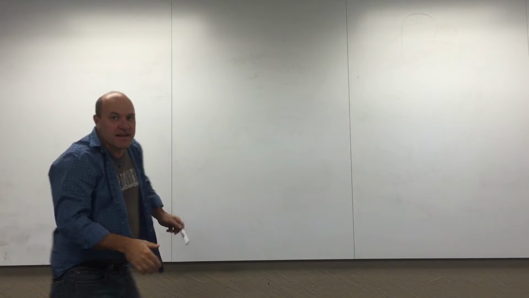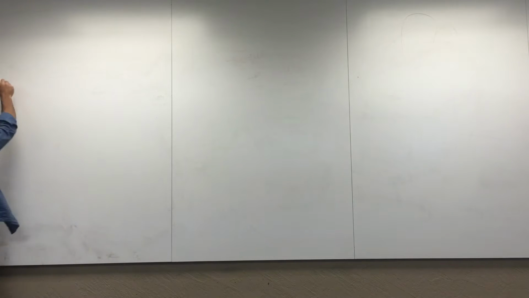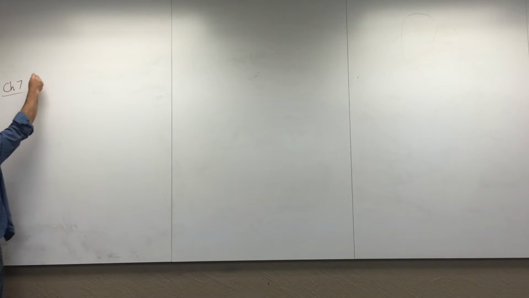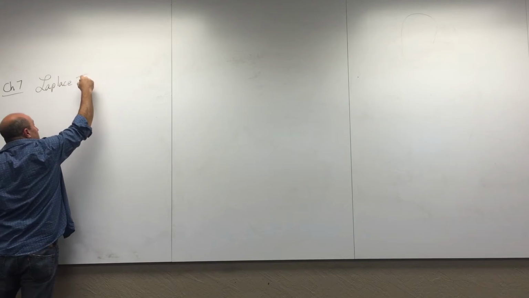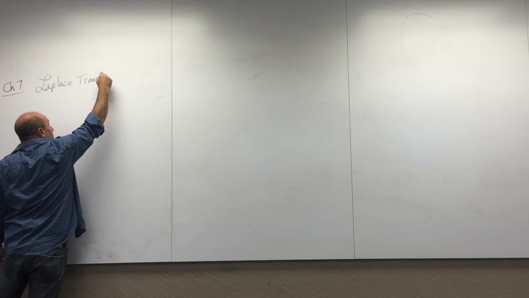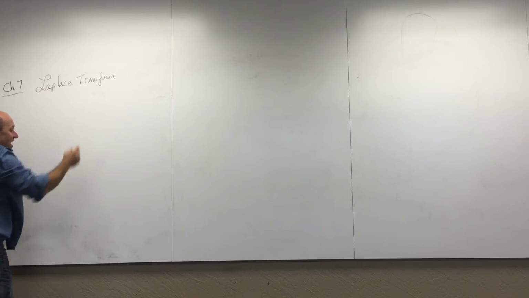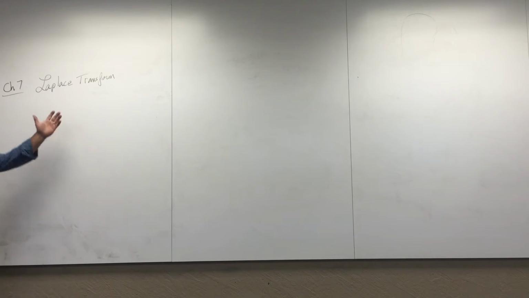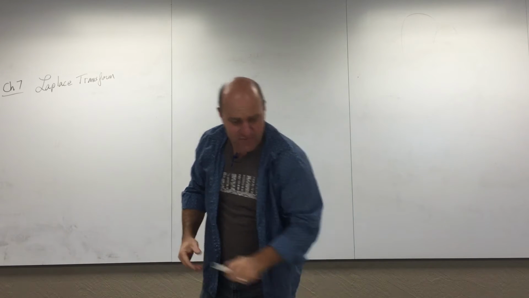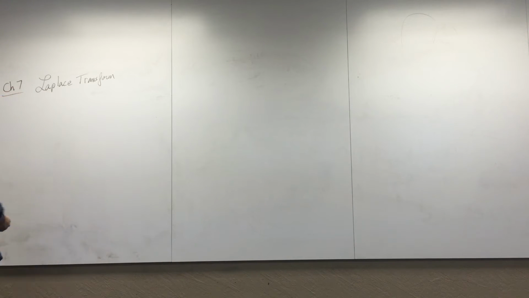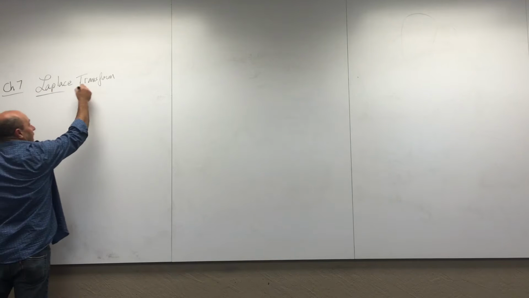So, chapter 7, it's called working with this new thing called the Laplace transform. It's named after a mathematician, Pierre Simon de Laplace, another French mathematician. A lot of them were French, whatever. All nationalities do math, actually. It's the language of the universe.